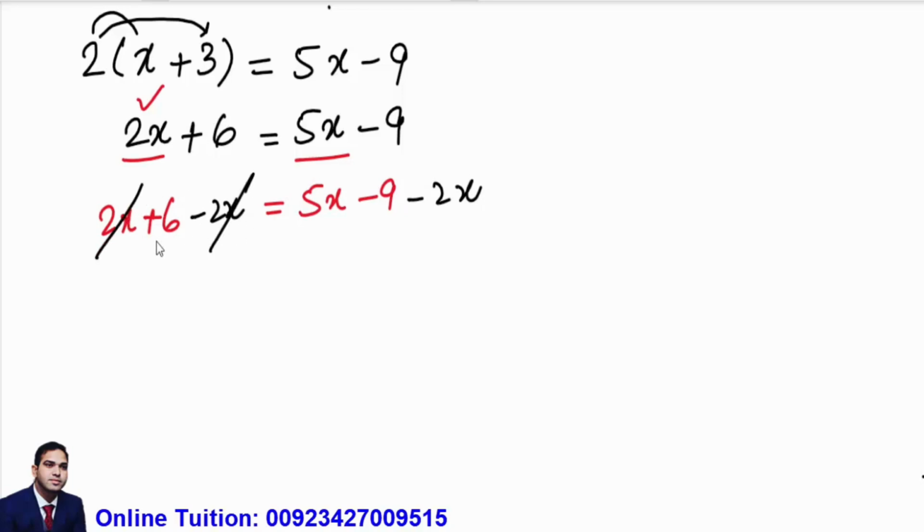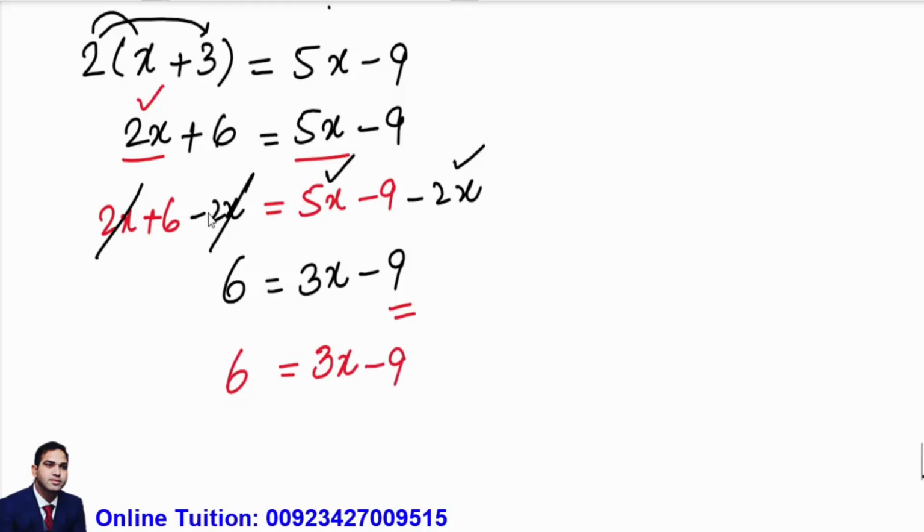Negative 2x plus 2x cut off, this is 6, and now 5x minus 2x, so this is 3x negative 9. Now we have to remove this 9 from this x. For this, adding 9 on both sides. This is 3x, this is negative 9, this is 6, adding 9 on both sides, this 9 will be cut off. Now you have 3x, and this is 6 plus 9, that is equal to 15.